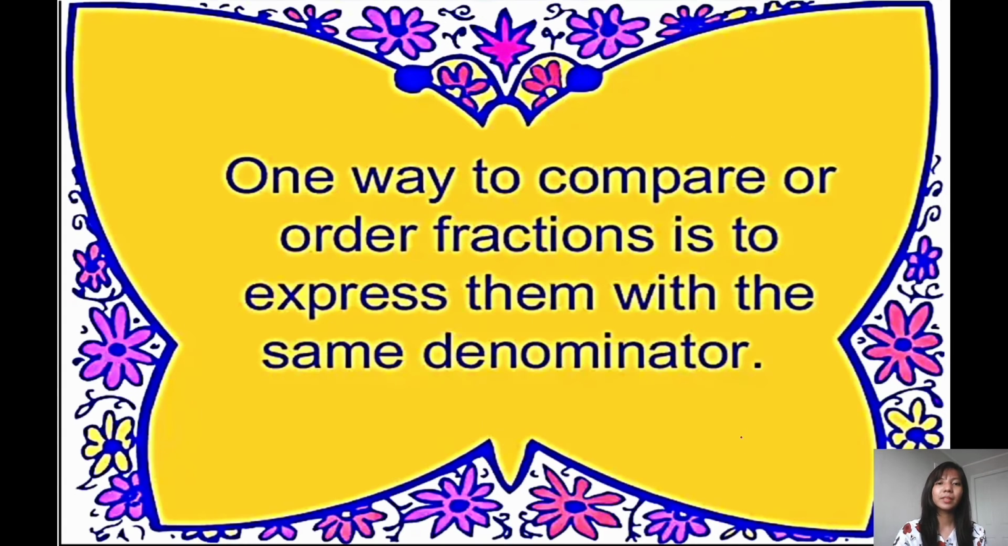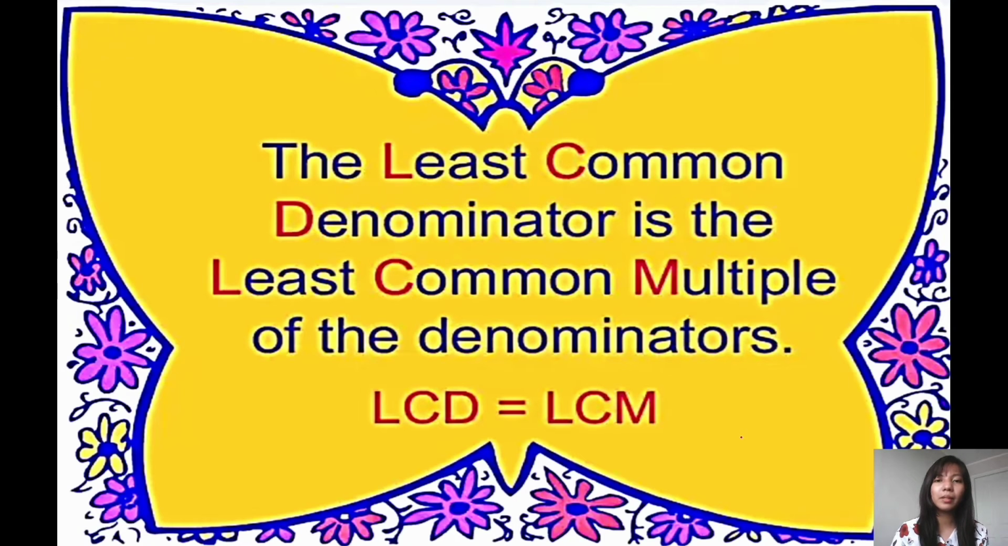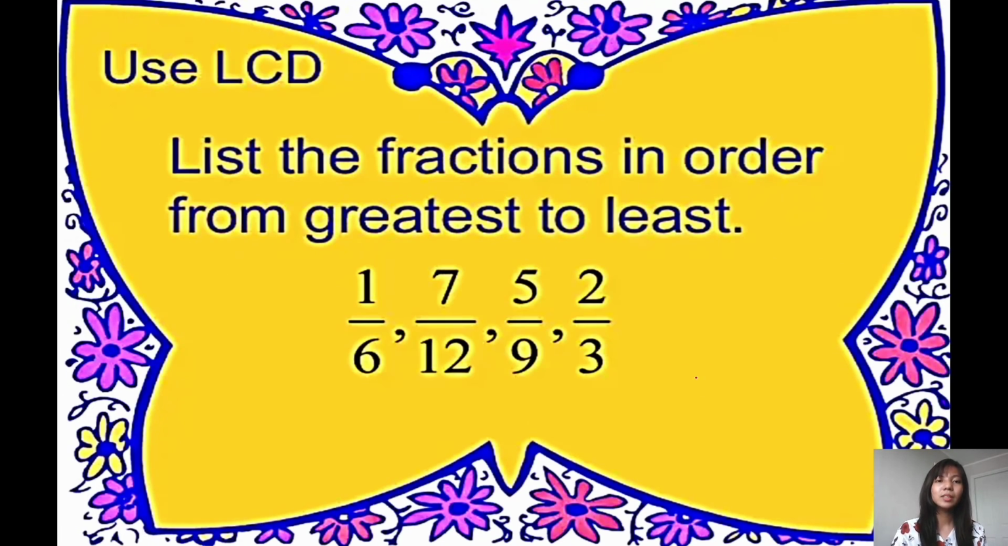Alright? One way to compare or order fractions is to express them with the same denominator. So you have to use the LCM to get the LCD. Any common denominator could be used, but the least common denominator makes the computation easier. The least common denominator is the least common multiple of the denominators. So it's just the same, okay? I know you are already familiar with the LCM.